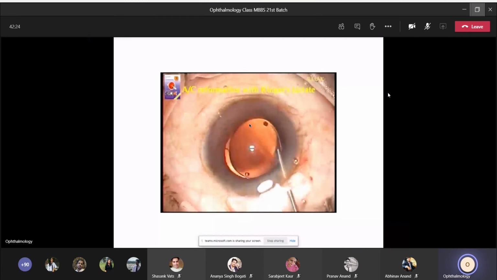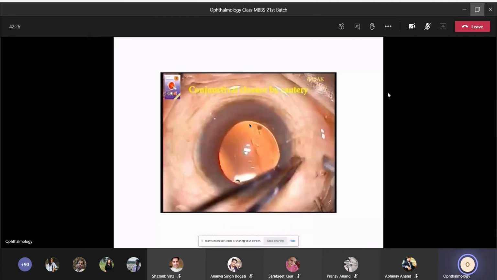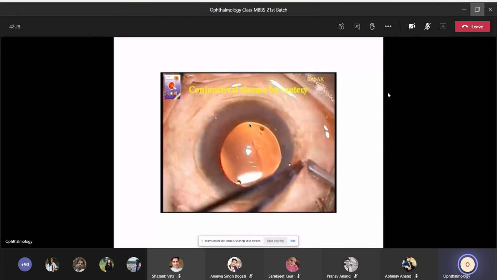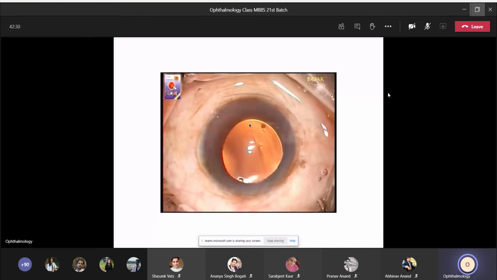The AC is being reformed. Now just do the cautery in the conjunctiva. So that's how the surgery is done. It's a very safe procedure and an easy technique to see, though it's difficult to perform.